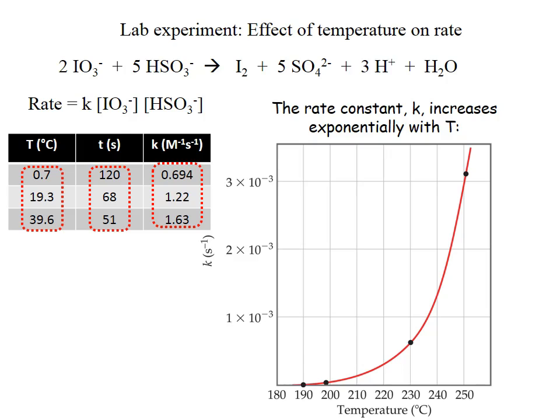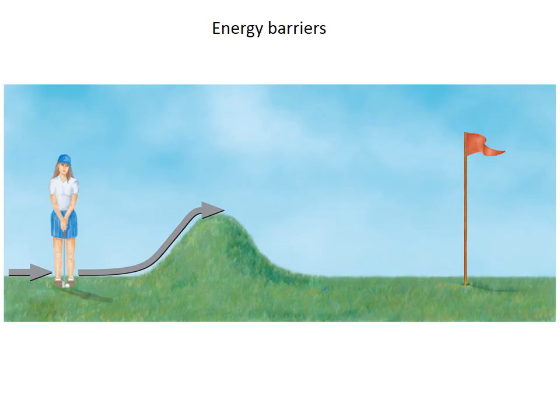And before we talk about the mathematical relationship between k and T, that's known as the Arrhenius equation, we will talk about that. I wanted to first talk about conceptually why that happens. And so when you think about a reaction, when we talk about free energy profile, the first thing I want to talk about is energy barriers.